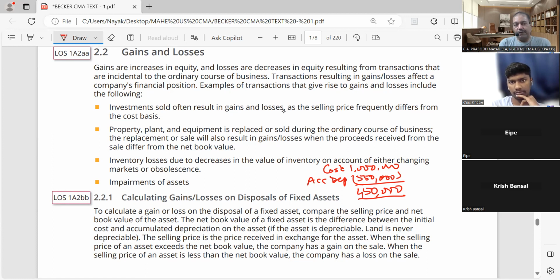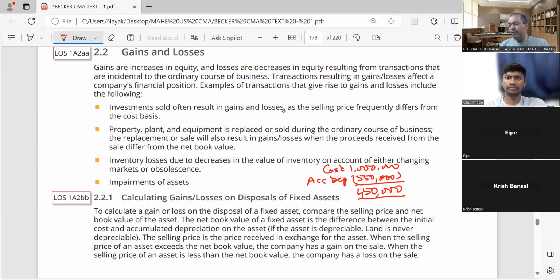Assume that it is 4 lakhs. That means if I sell the asset now, I will get 4 lakhs. Second, even if I use this asset now, in future, it will generate cash flows of only 4 lakhs. That means it is not going to help me recover that 4,50,000. So the recovery amount is less than the carrying amount. We say that there is an impairment. The value of the asset has decreased.